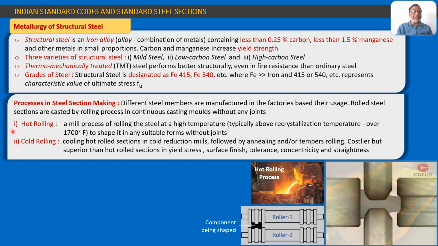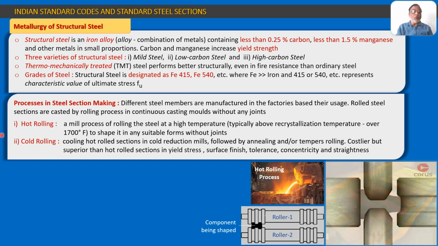Now we see some processes involved in steel section making. Different steel members are manufactured in the factories based on their usage. Rolled steel sections are casted by a rolling process in continuous casting molds without any joints. We know that all the steel structures which we construct are made up of standard steel sections which are manufactured in the factories, and they are brought to the site and assembled there as the steel structure.